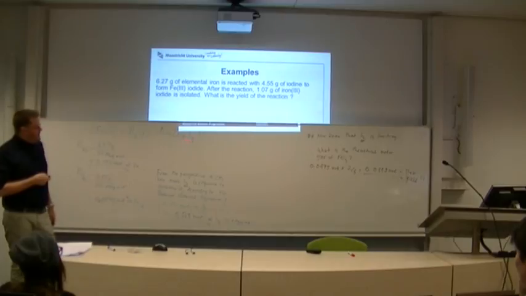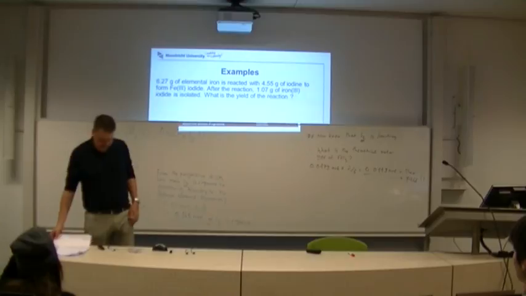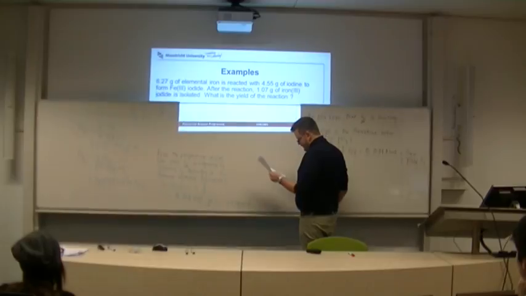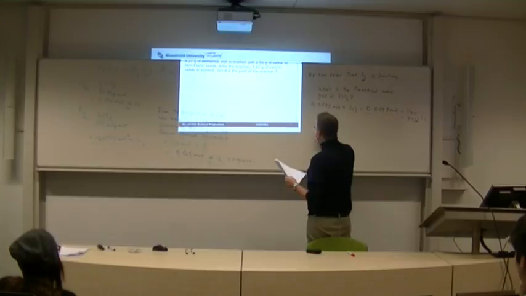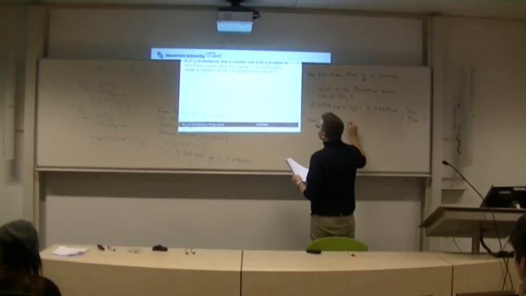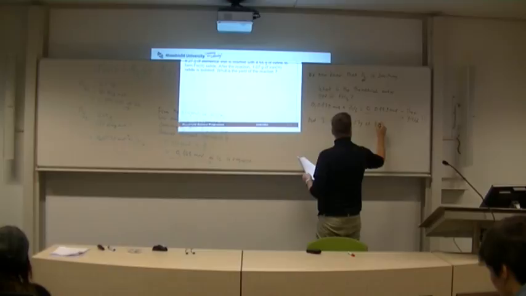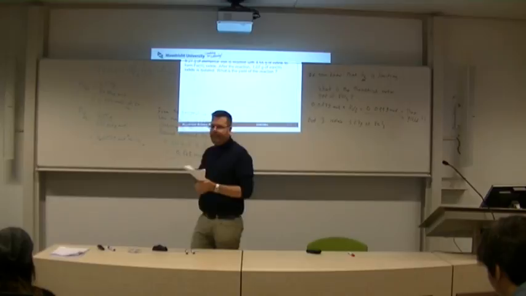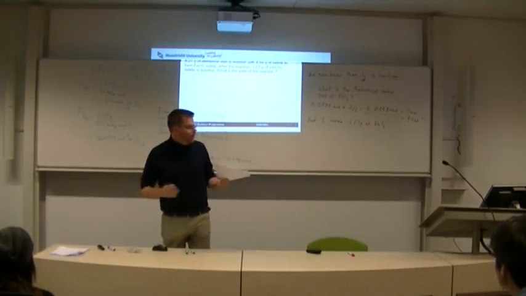Now I have the maximum amount of moles of iron iodide that I can get, and what we now have to do, we're nearly at the end of this calculation, is say, okay, I isolate 1.07 grams of iron iodide. So what do I do with that? I convert that to moles. We don't work in grams, we work in moles.